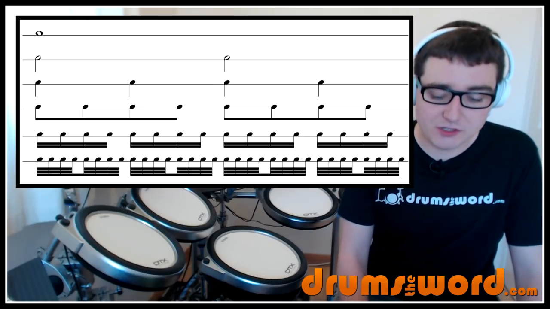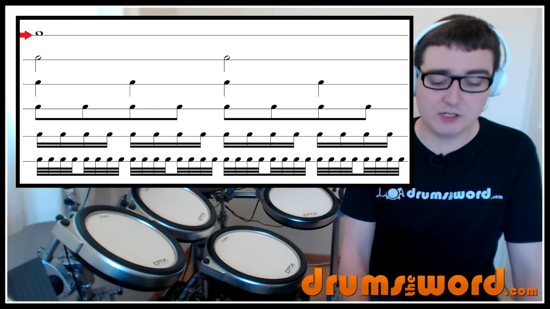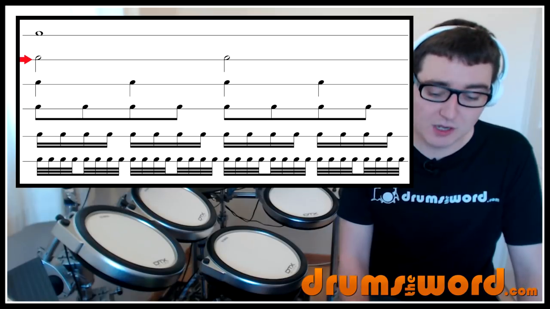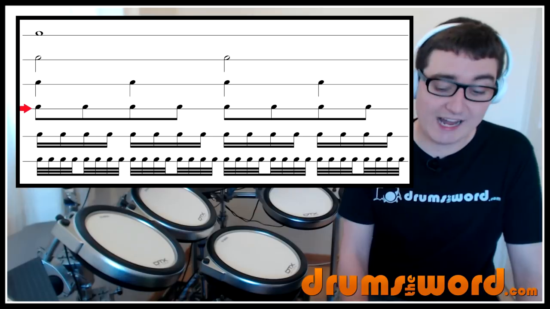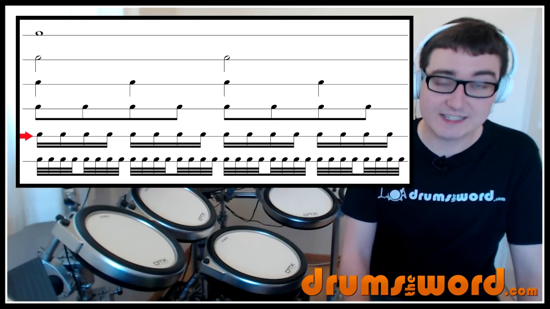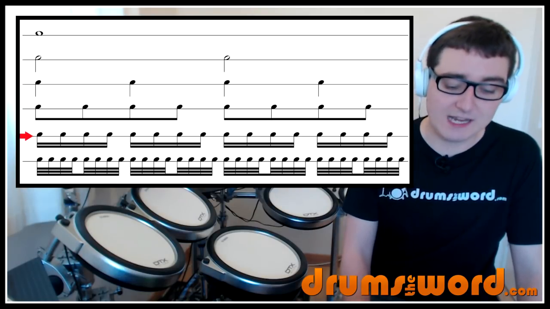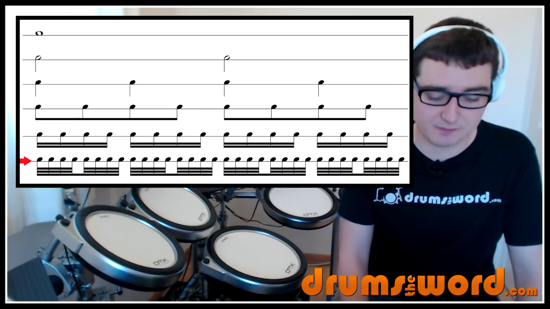At the top, with the longest duration, is the whole note, equal in duration to two half notes, which are both equal in duration to four quarter notes, which are then equal in duration to 8 eighth notes, which are equal to 16 sixteenth notes, which are then finally equal to 32 thirty-second notes.